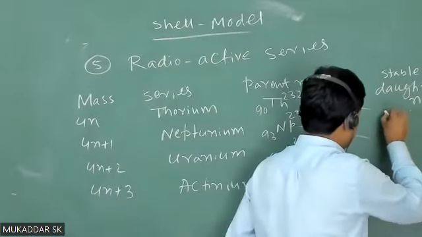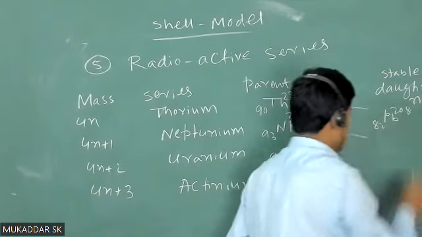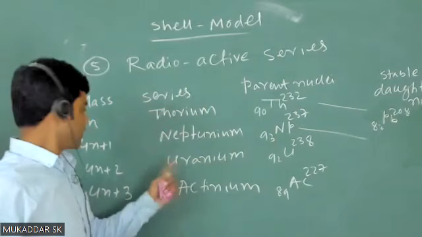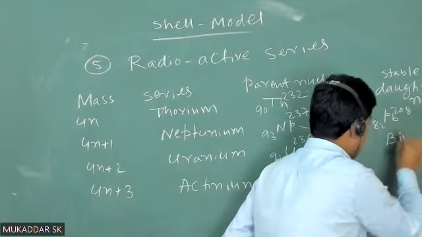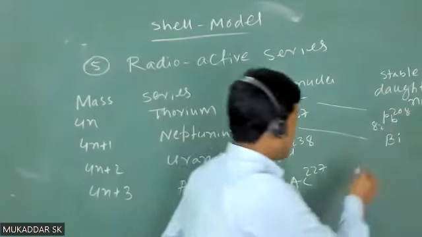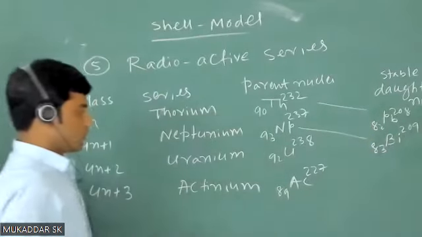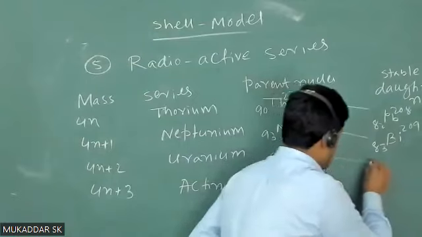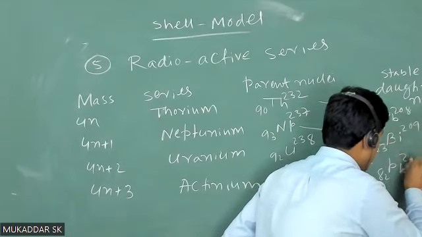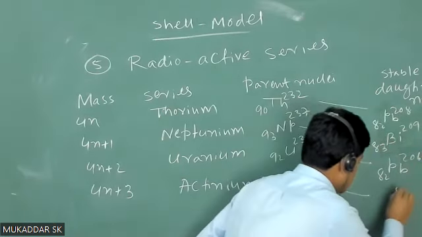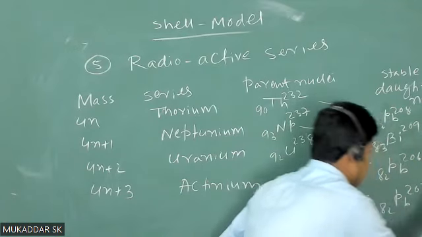It will be lead, Pb, atomic number 82, mass number 208. Then you have the next series, neptunium, last daughter nucleus is bismuth, atomic number 83, mass number 209. For the uranium series, the last stable nucleus is lead, atomic number 82, mass number 206. And for the last series, again lead, atomic number 82, mass number 207.